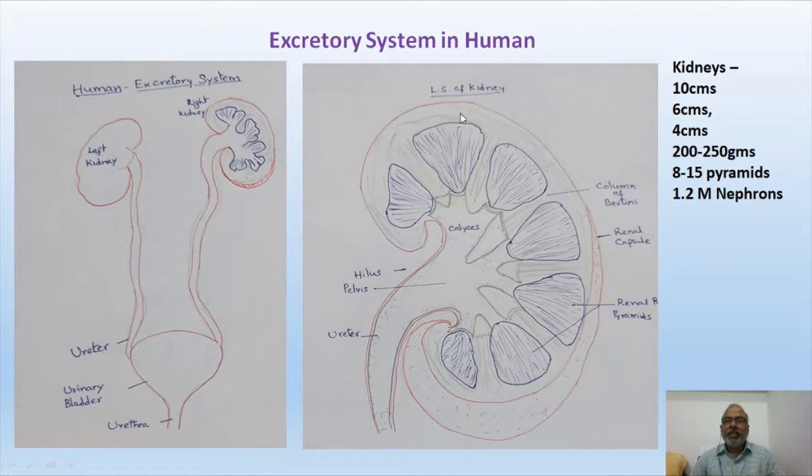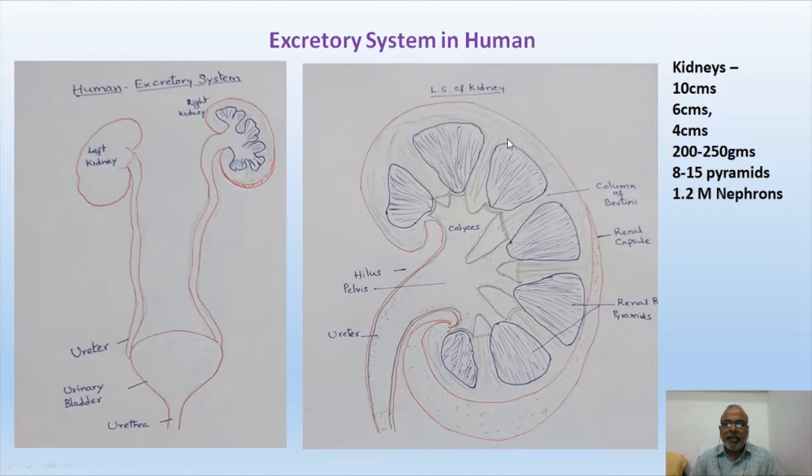Okay, let's see the cortex. This is called cortex. It is situated in the peripheral region. Now, just beneath the cortex, there are several pyramid-like structures. These pyramid-like structures are 1, 2, 3, 4, 5, 6, 7. There may be 8 to 15 pyramid-like structures. These are called renal pyramids, and they form the medulla. Pyramids form the medulla and the outer part forms the cortex.